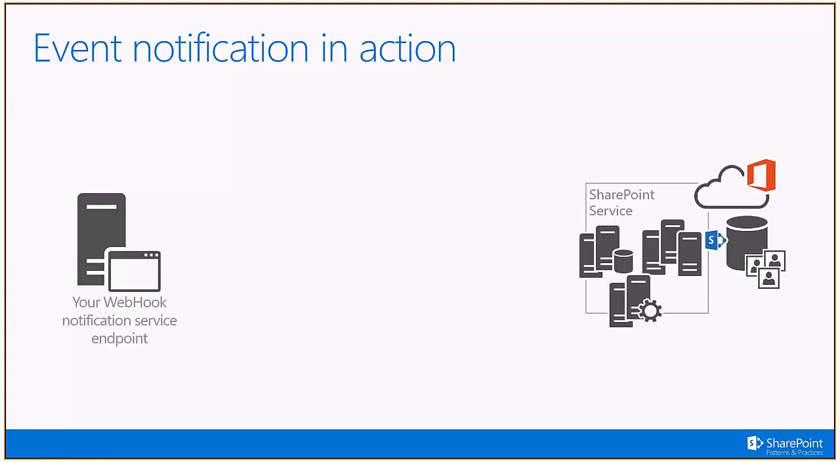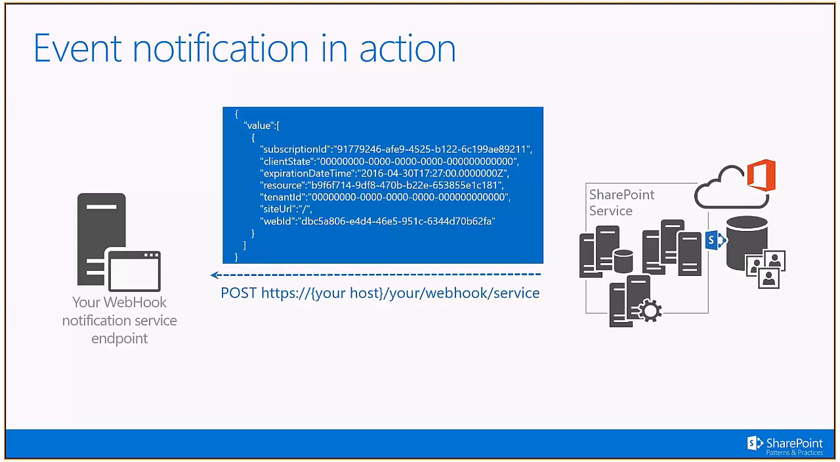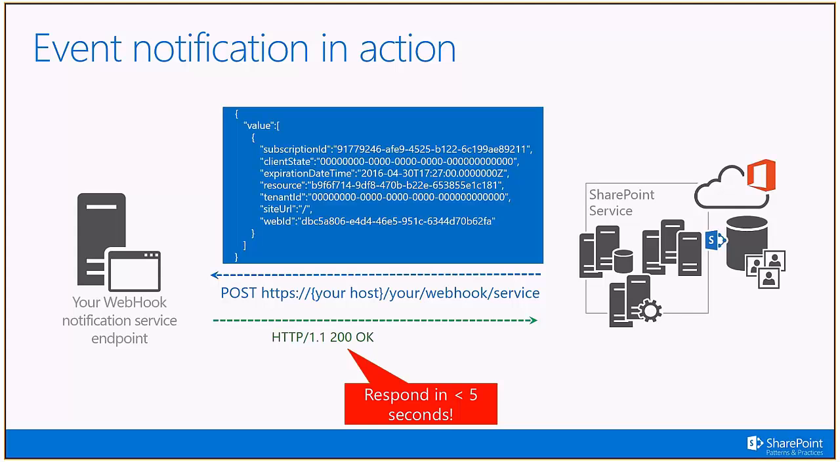Now, what happens during an event? Suppose you subscribed a webhook to a list, and someone goes to that list and adds an item. At that point, SharePoint will send a message to your endpoint, providing information about the list where the change occurred. We're not providing actual change data as such. We'll tell you, okay, in this list there was a change. And then you need to respond that you acknowledged the notification.